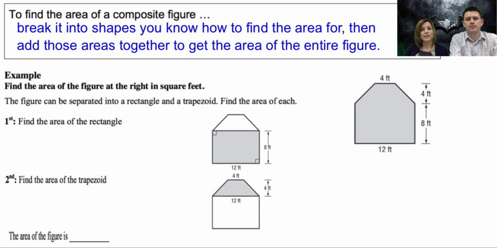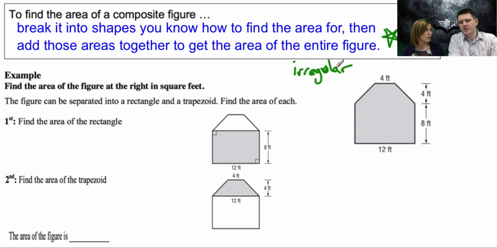So to find the area of composite figures, on the top of your note page, you need to write down all that blue writing. You're going to break it into shapes that you know how to find the area for. Then add those areas together to get the area of the irregular figure, which is also called the entire figure in this case. An irregular polygon means a polygon that is made up of two or more polygons, right? Yep. All right, this first example is actually broken down for you.